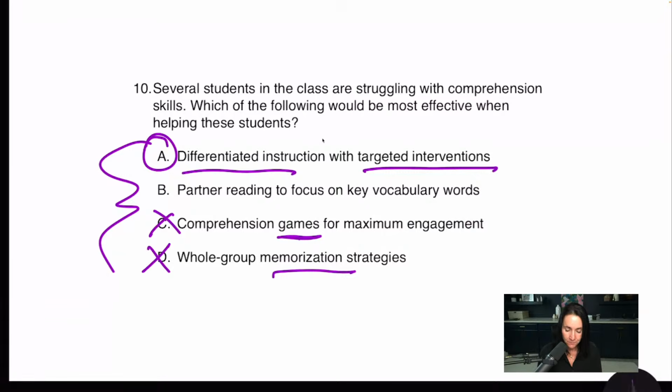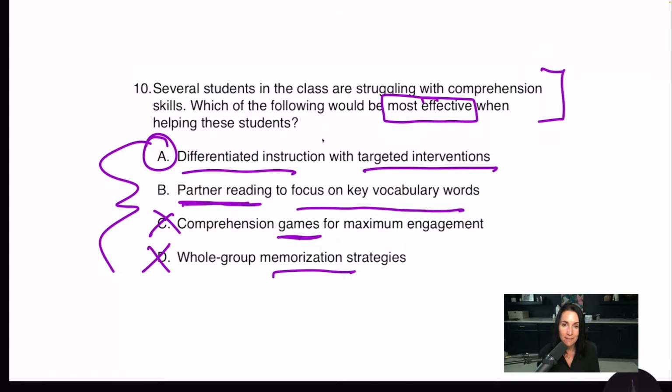Let's read the question. Several students in class are struggling with comprehension skills. Which of the following would be most effective? Well, differentiated instruction with targeted interventions. Now, people get caught up with the activity, and that's why they might say, well, B is a good one. B is a good one, but it's asking what is the most effective. So make sure you're choosing the best strategy.